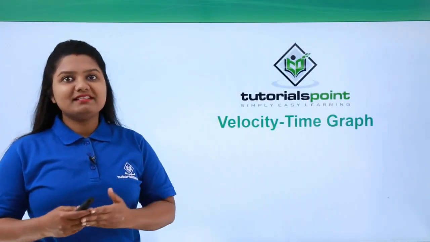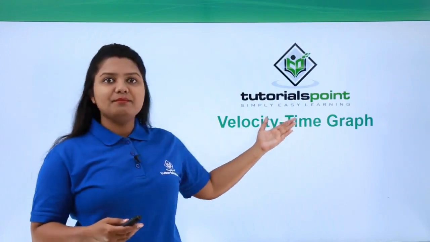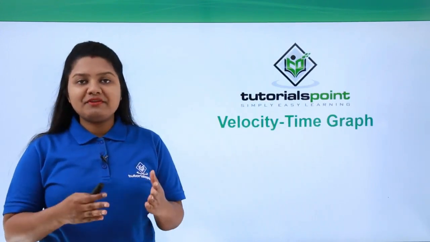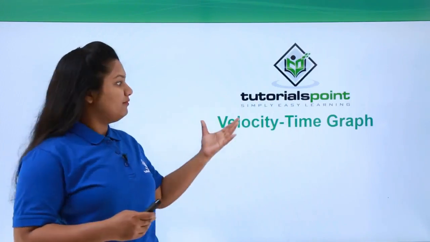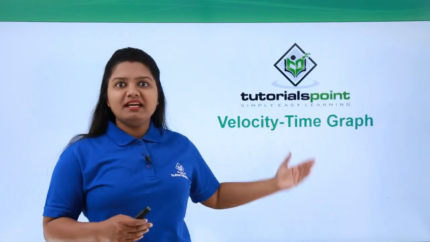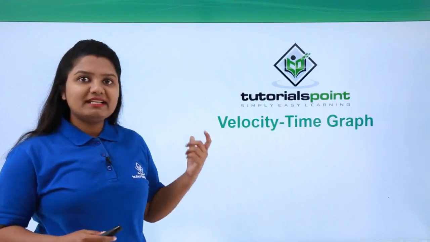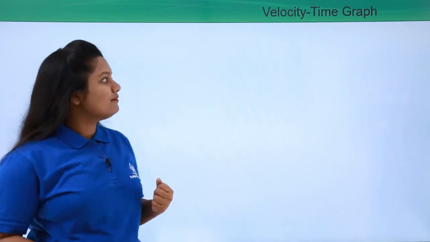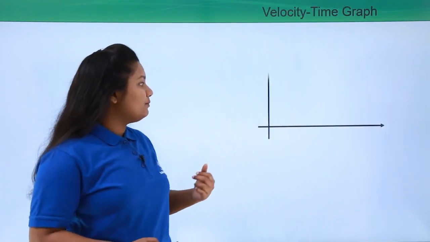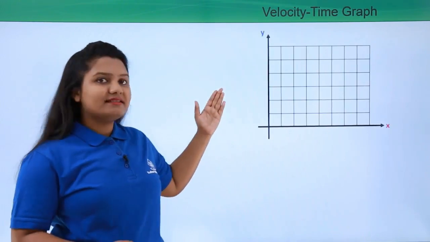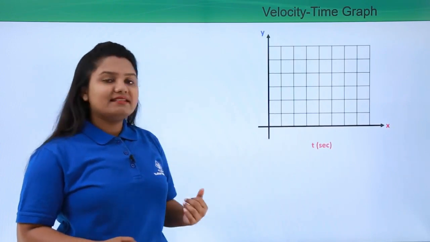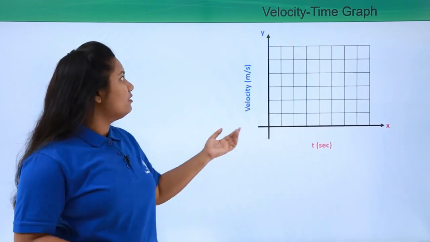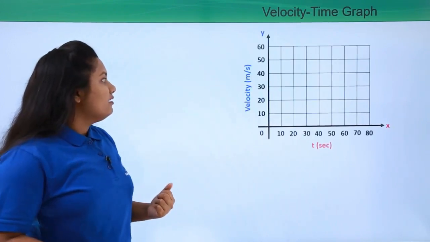Hello everyone. In this video we will be discussing about velocity time graph, which is a form of graphical representation of motion of a body, wherein we plot velocity against time in a Cartesian plane. So let's see how do we do it. Let's say we have a Cartesian plane with x-axis and y-axis. We will take time along x-axis and velocity along y-axis.